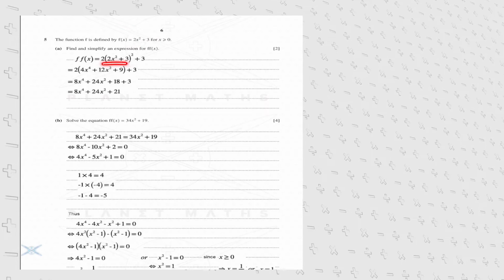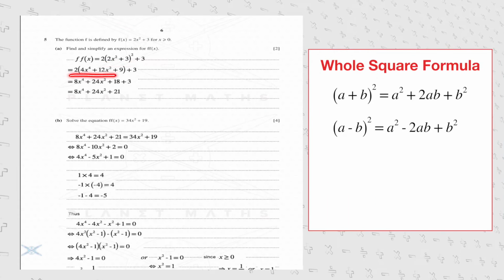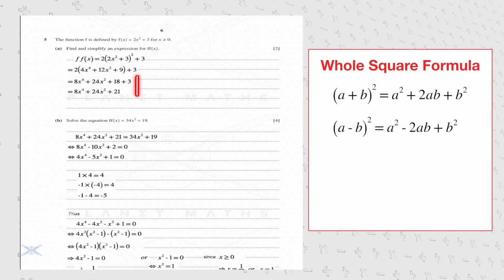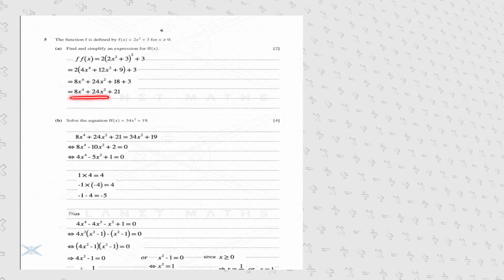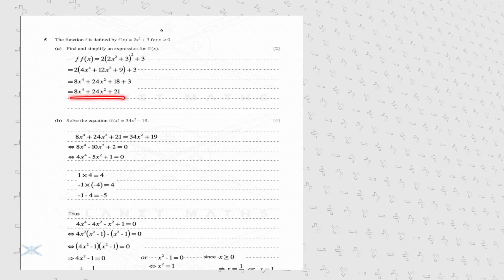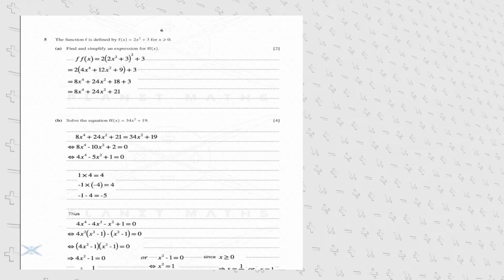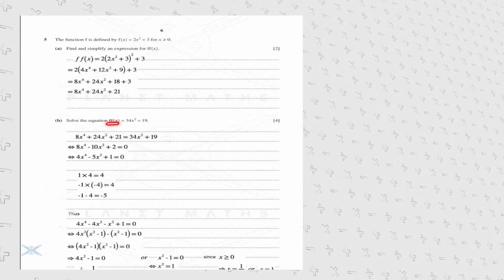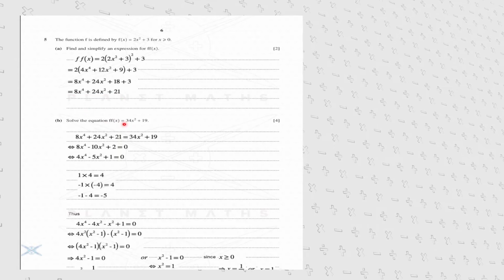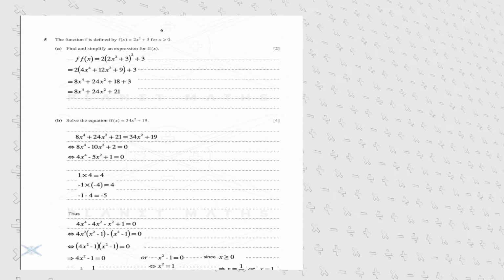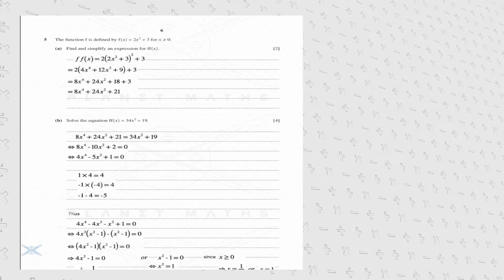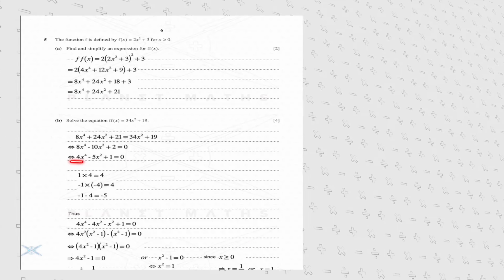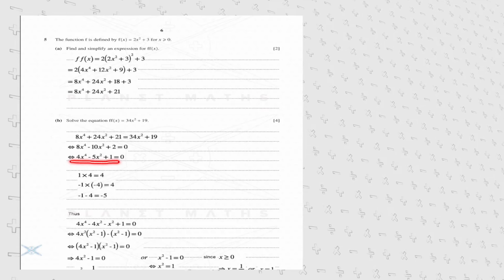Applying the whole square formula and thereafter expanding our brackets will let us conclude that the simplified version of the expression f of f of x can be represented by 8x to the power of 4 plus 24x squared plus 21. In part B, we are supposed to use that exact equation and equate it with 34x squared plus 19, and after simplifying and rearranging this equation for 0, we will receive the preliminary result of 4x to the power of 4 minus 5x squared plus 1.